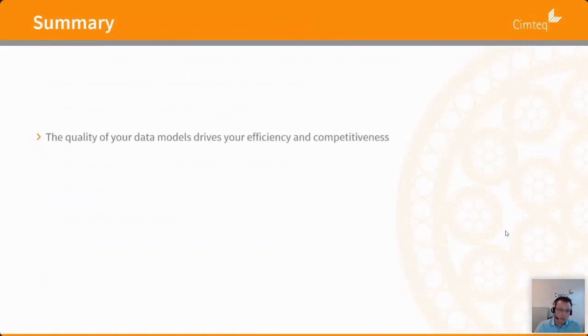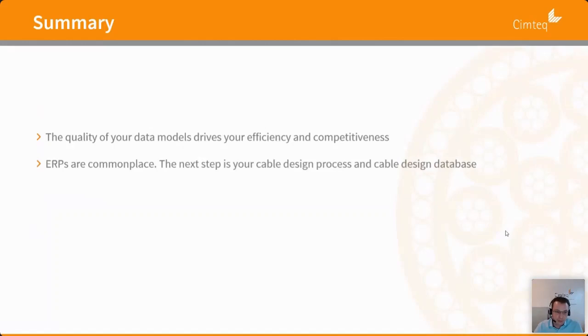So very briefly, the quality of your data models drives your efficiency and competitiveness. ERPs are commonplace. The next step is your cable design process that you should look at, and the cable design database. So if you want to get started, start with your cable design, because you will use it throughout all the other parts of your business. The better your product data, the better the other systems will be.